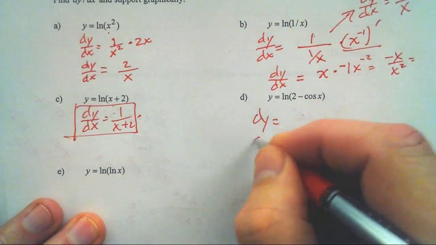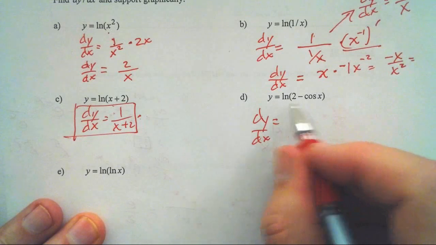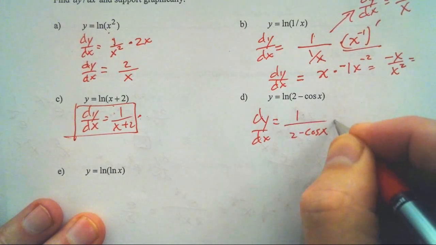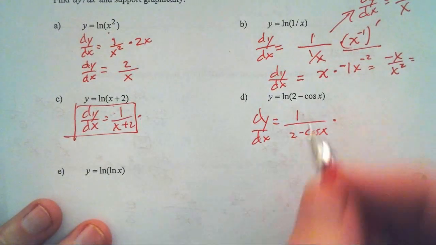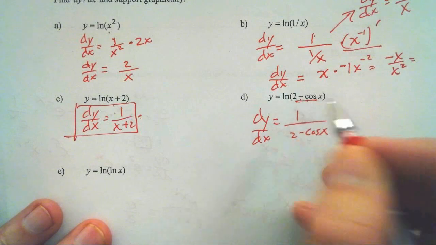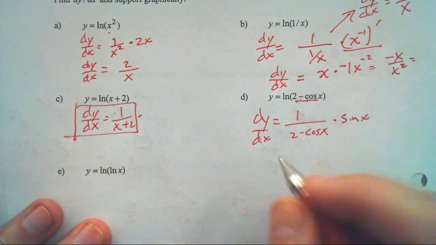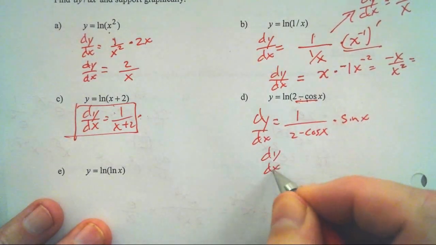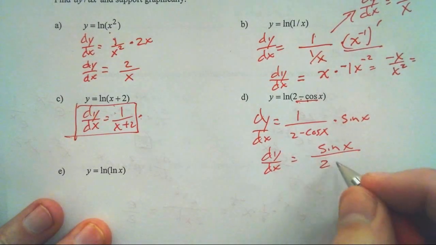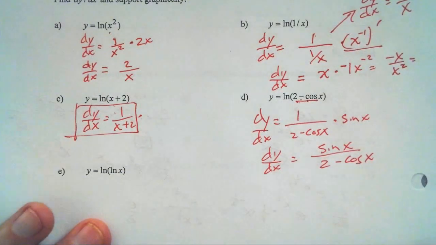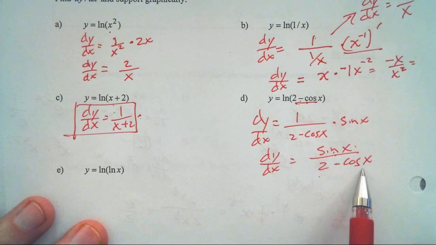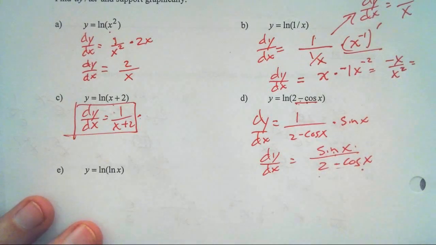y equals, dy dx equals ln of something. The derivative wants to be 1 on something, but times, treat the baby, derivative of 2, 0. Derivative of cosine is negative sine. The opposite of negative sine is sine. So probably the back of the book answer would be sine of x on 2 minus cosine of x. Can I easily split this into two fractions? Sine on 2 minus sine on cosine? No. Can't split up the denominator like that.